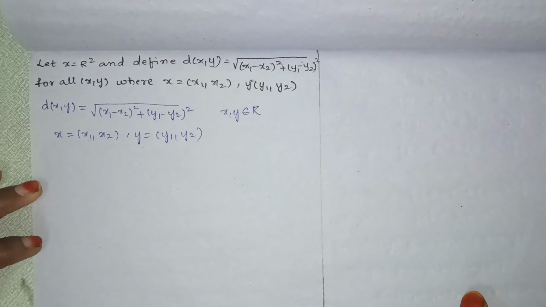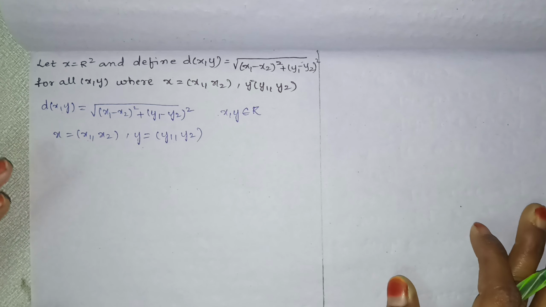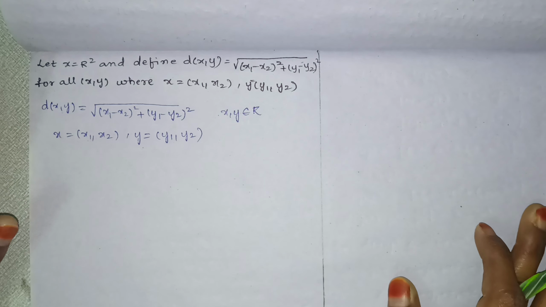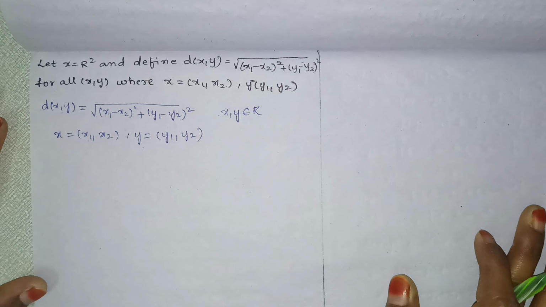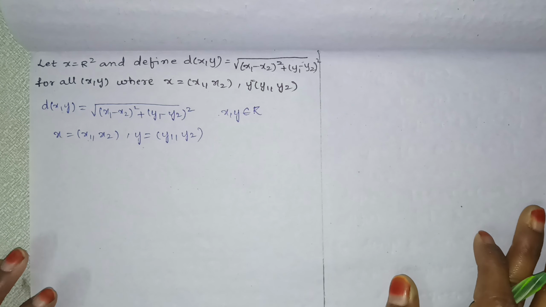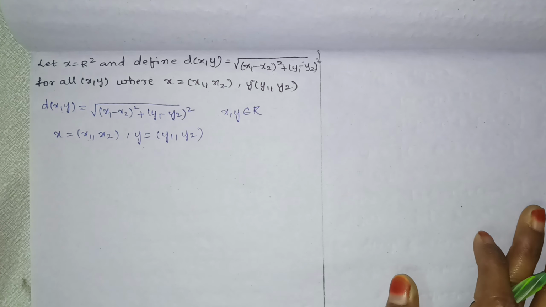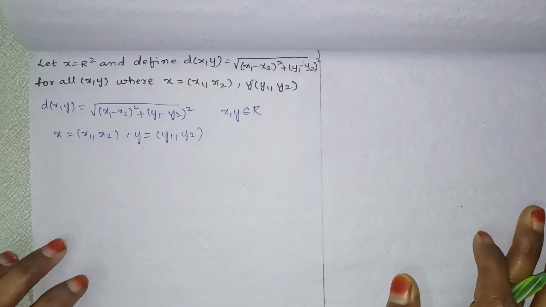Now we need to show whether this X equals R square is a metric space or not. We know that in order to be a metric space, d of x comma y should satisfy the four conditions. In today's problem, I am not going to explain any example because it is very clear from the previous two videos, I think. It is a waste of time explaining the examples in this video also.